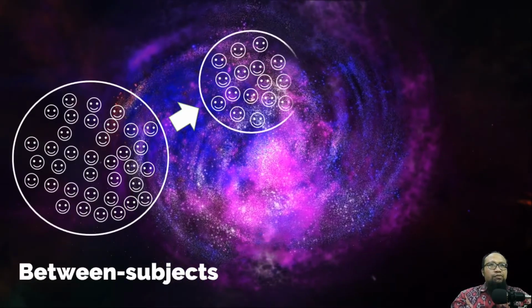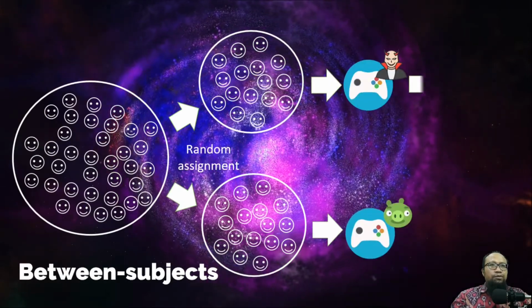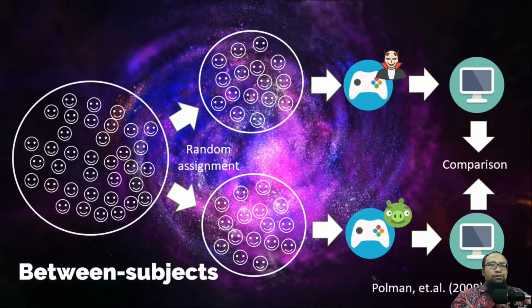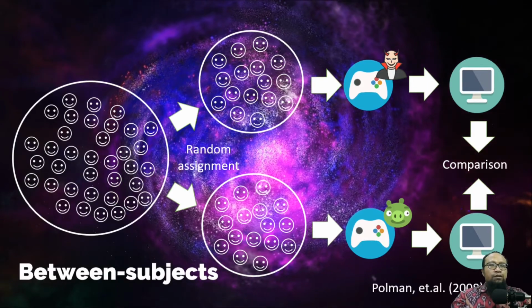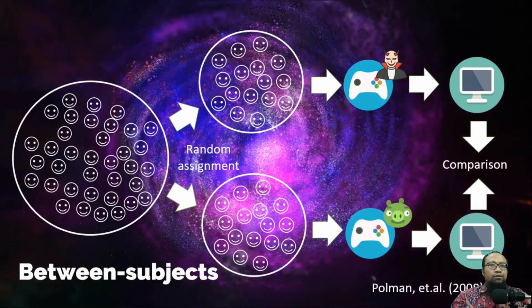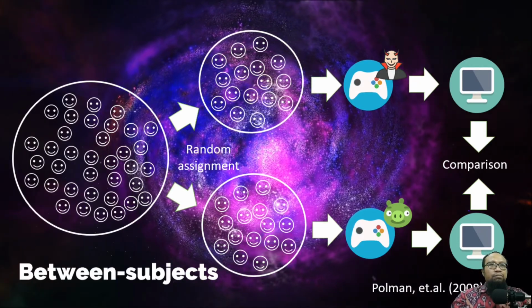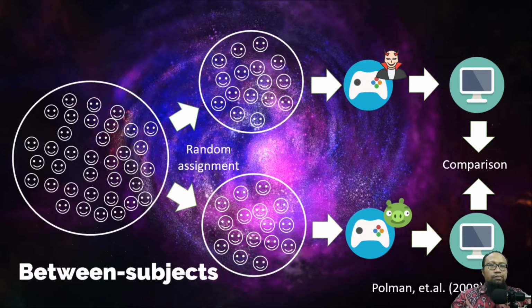So we discussed between subjects design before. In between subjects design, we divided the participants into a minimum of two groups. Participants are placed in each of two treatment conditions through random assignment. So we have two equal groups, and each group has a different experimental condition. Then we compare the results of the measurement of the dependent variable.